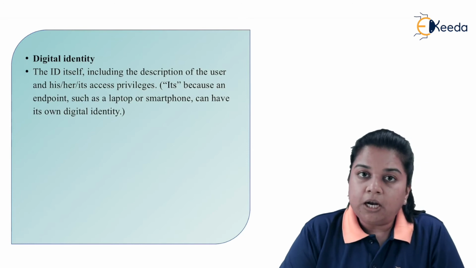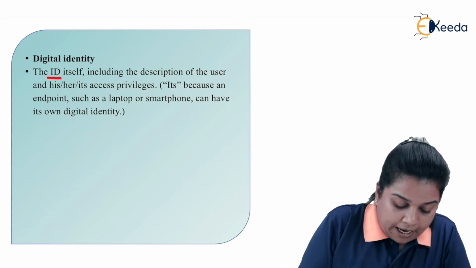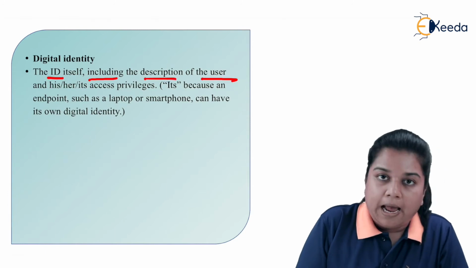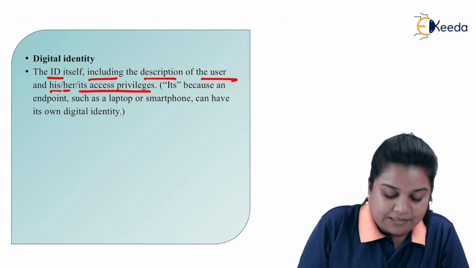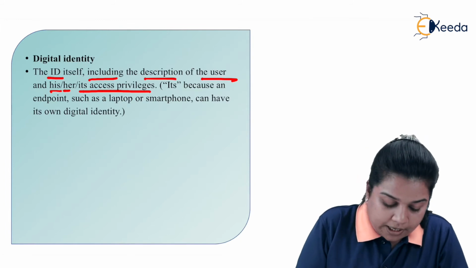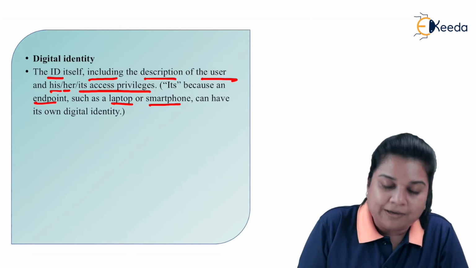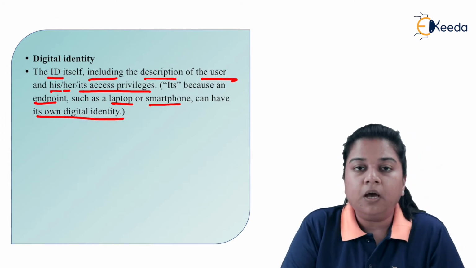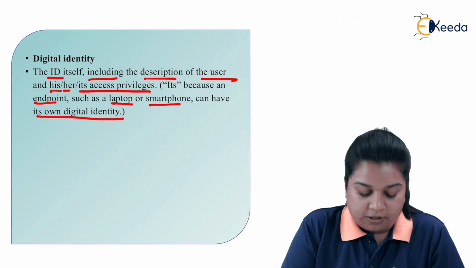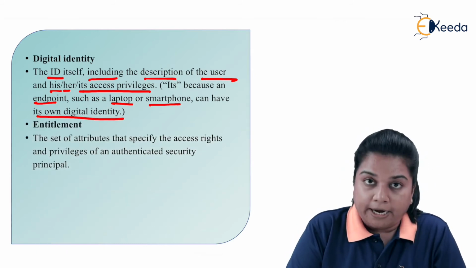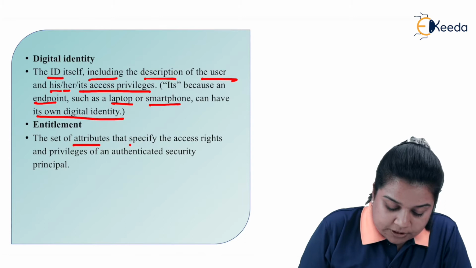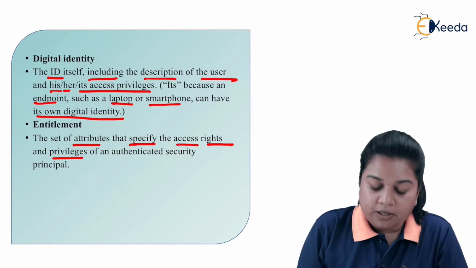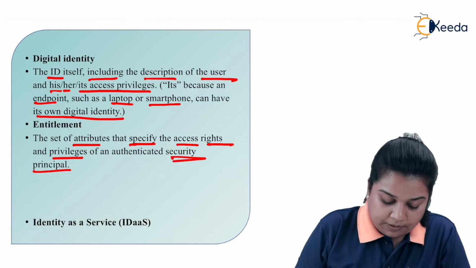Another thing is digital identity. Here, the identity itself, including the description of the user and his, her, or its access privileges, because an endpoint such as a laptop or a smartphone can have its own digital identity. That means if it is in the network, it will have its own identity. Then entitlement, the set of attributes that specify the access rights and privileges of an authenticated security principle.